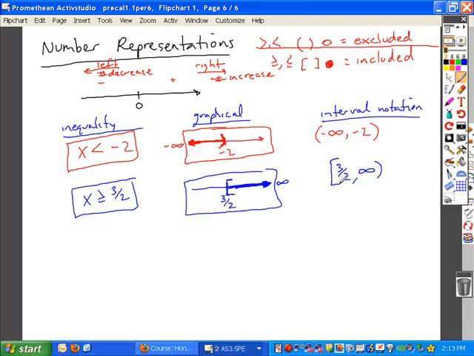And now, anytime you're dealing with infinity in your interval notation, these are referred to as unbounded intervals. It doesn't matter whether they have brackets or parentheses. If there's an infinity in it, then it's unbounded. Basically, in the graphical form, if it extends without limit to one direction or both, then you're looking at an unbounded interval.